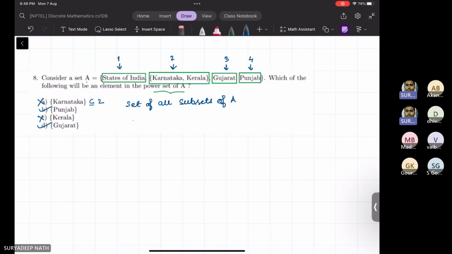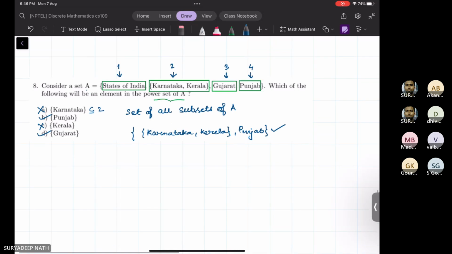So another example that could have been in the power set of A would be like this. You have Karnataka and Kerala. So this element combined, and let's say you have Punjab. So if you have a set like this, this belongs to the power set of A. But Karnataka and Kerala cannot exist as singletons. I hope that is clear.